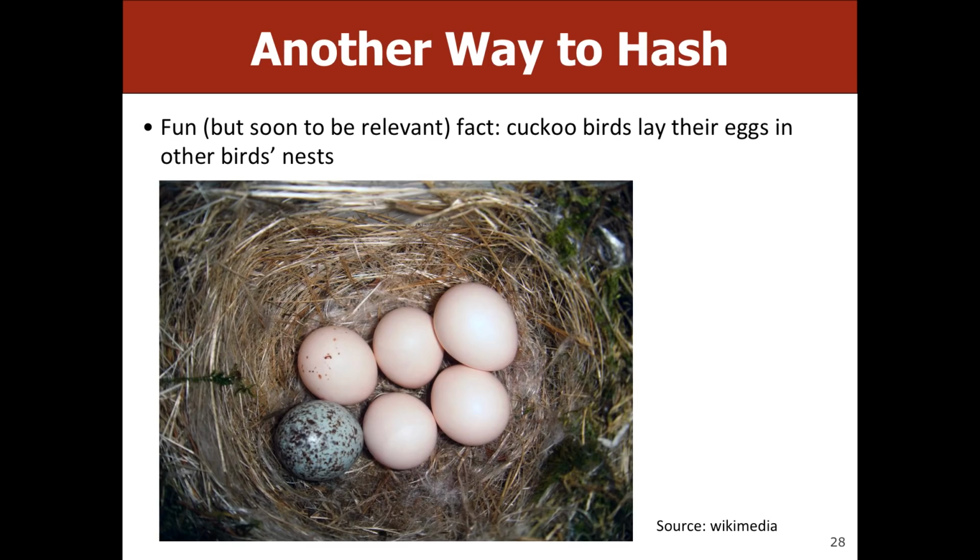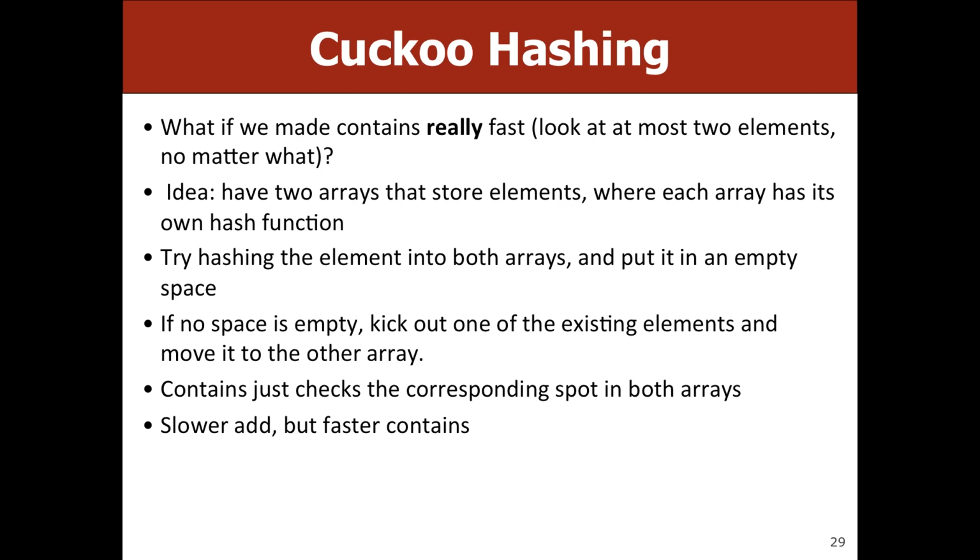We have a little bit of time left over, so I want to talk about another way to set up your hash table. As a fun fact you can tell all of your friends, something you learned today in CS 106B, there's a type of bird called a cuckoo bird that lays its eggs in other birds' nests. They kick out the original birds and make these parents care for their child. So this is relevant because it leads us to something called cuckoo hashing.